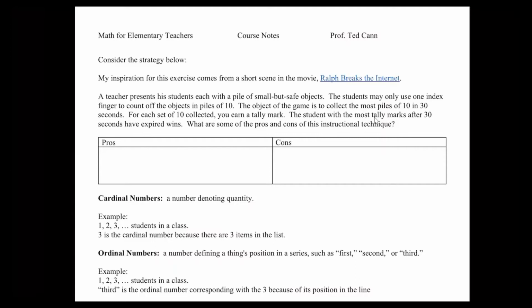But a teacher presents the students with a pile of small but safe objects. The students may only use one index finger to count off the objects in piles of 10.